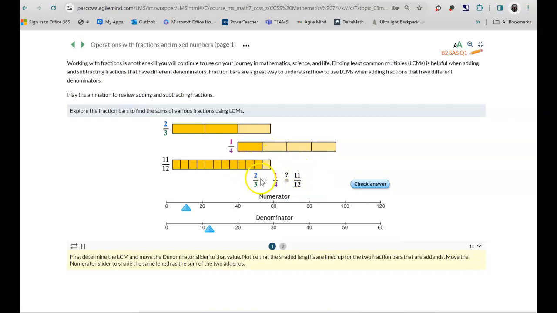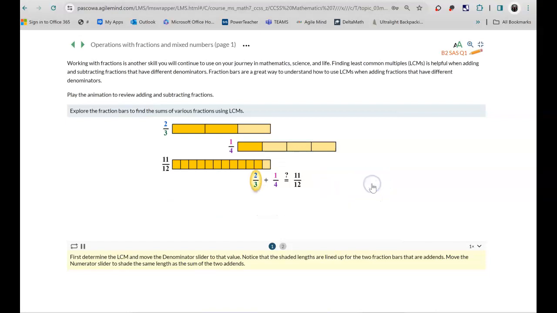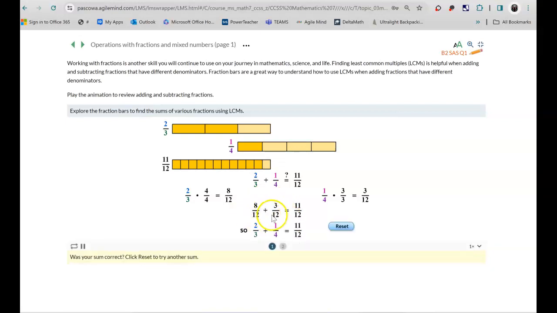So now we're going to check our answer to see if that's right. This is saying it's 11/12. Let's find out. So we click check answer. 2/3 times 4/4 is 8/12. And 1/4 times 3/3 is 3/12. See how it's finding the common denominator of 12? And so we end up with 8/12 plus 3/12 equals 11/12. Since 2/3 is 8/12 and 1/4 is 3/12, 2/3 plus 1/4 is 11/12.